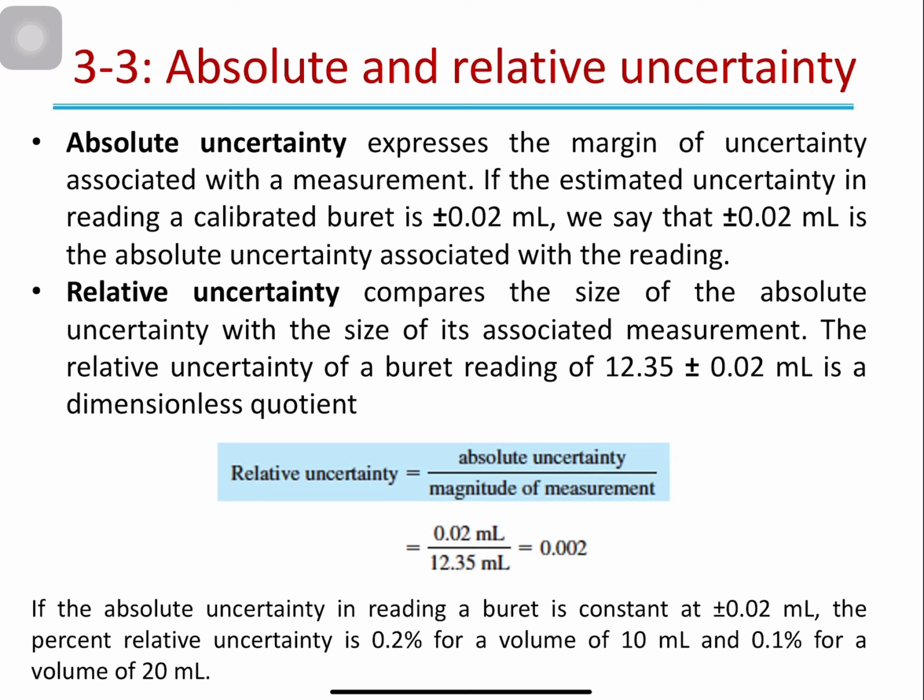Relative uncertainty compares the size of the absolute uncertainty with the size of its associated measurement. For example, the same burette has an absolute uncertainty of 0.02 mL. Now you can have many different readings from your burette. If you have a 1 mL reading from the burette, then the relative uncertainty here is going to be quite high, because relative uncertainty is the absolute uncertainty divided by the magnitude of your measurement. So it's going to be 0.02 divided by 1 mL, which is quite high. But if you have a higher measurement, like 12.35 mL, for example, then the relative uncertainty here is going to be much less. So the higher the magnitude of the measurement, the lower the relative uncertainty.